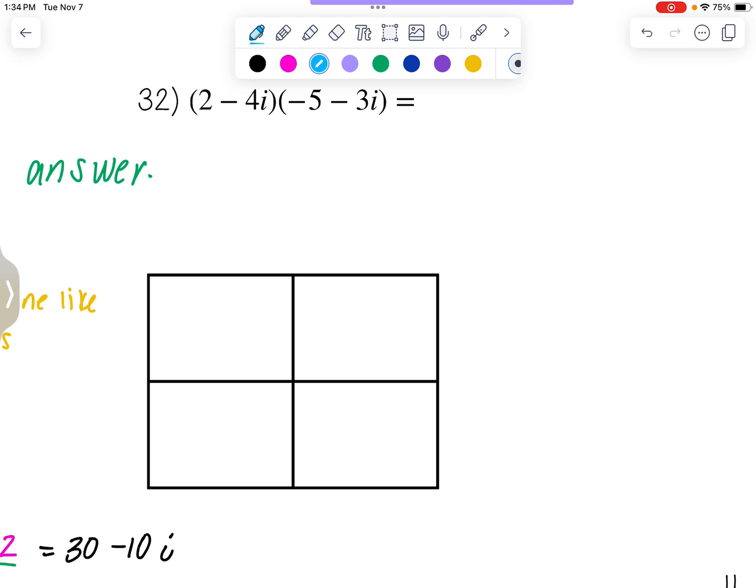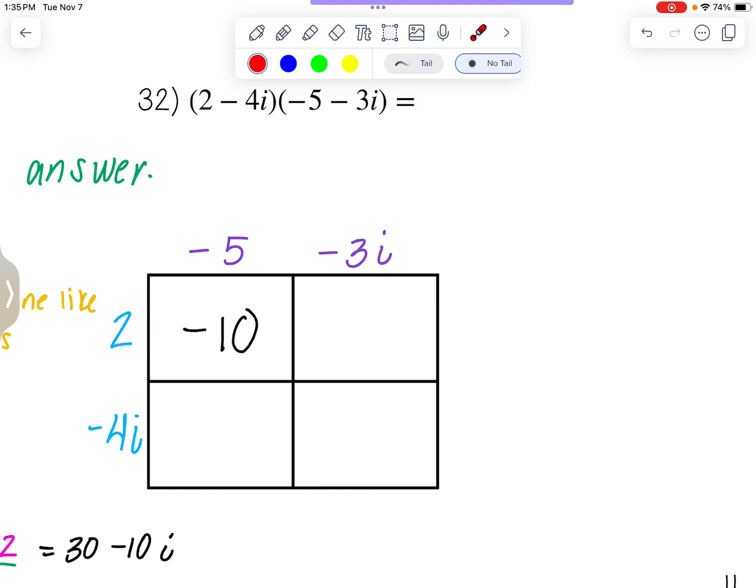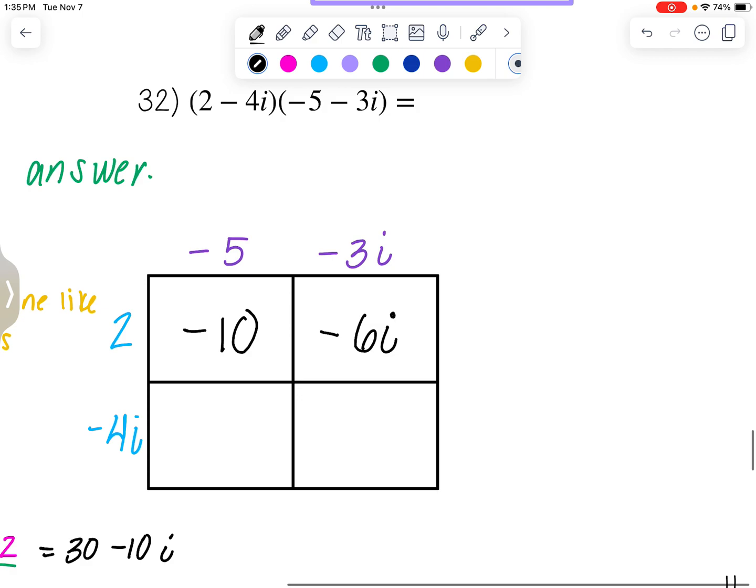So I'm going to take 2 minus 4i, we'll put that along one side, and negative 5 minus 3i along the other side. So I'm not going to write out all the multiplication steps this time, we'll just talk through it. So 2 times negative 5 is going to give me negative 10. Right, 2 times negative 3i is going to give me negative 6i. Negative 4i times negative 5. So double negative gives me a positive 20i.